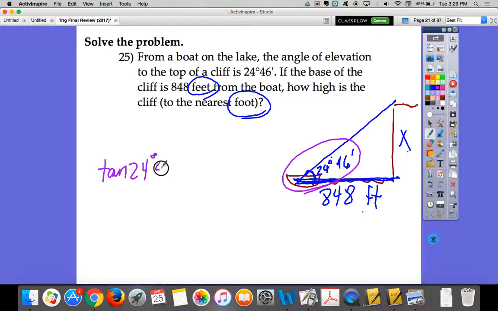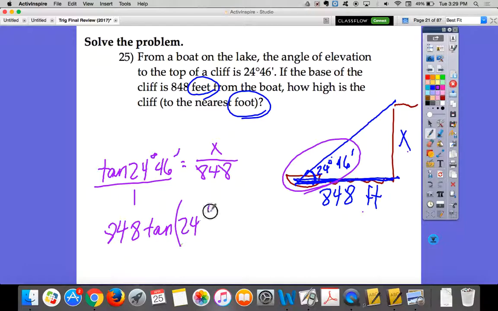Tangent 24 degrees, 46 minutes is opposite over adjacent. You're going to make that a fraction, cross multiply. Now, if you want to, you can go ahead and let yourself know what you're fixing to type. That's what it's going to look like, and it's just a matter of letting your fingers do the walking. 848, oops, I hit the wrong button. Tangent 24 plus 46 divided by 60. Calculator will take care of it all. It said round to the nearest foot, so 391 it is.